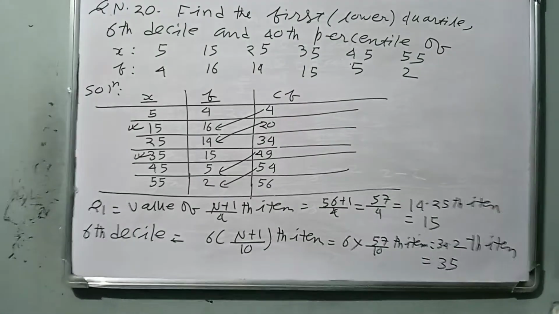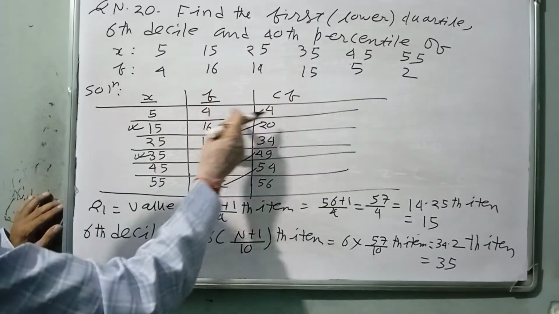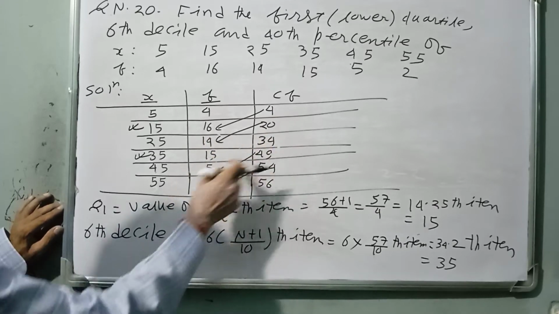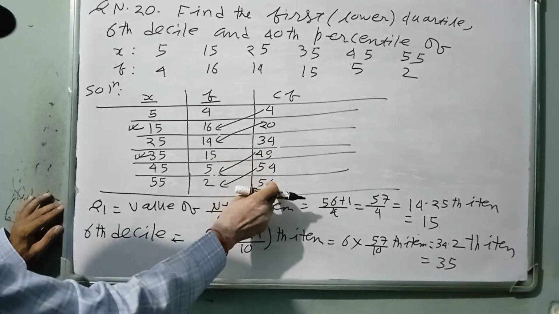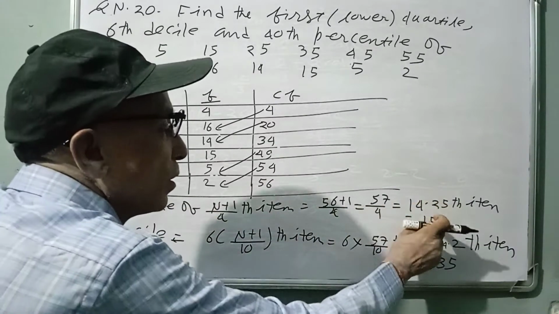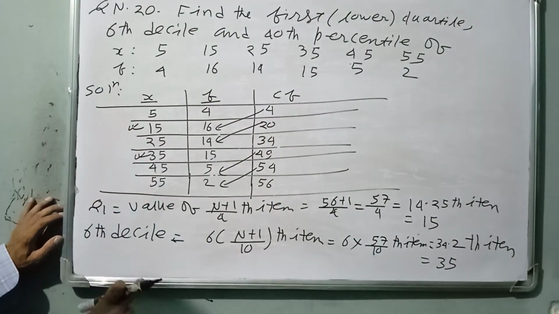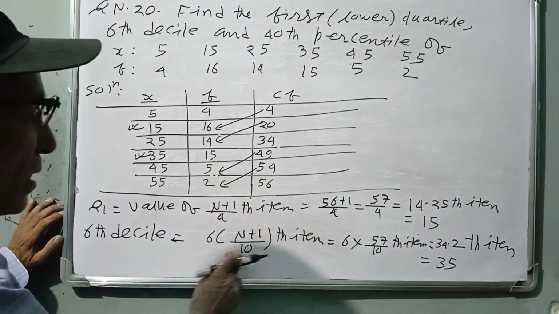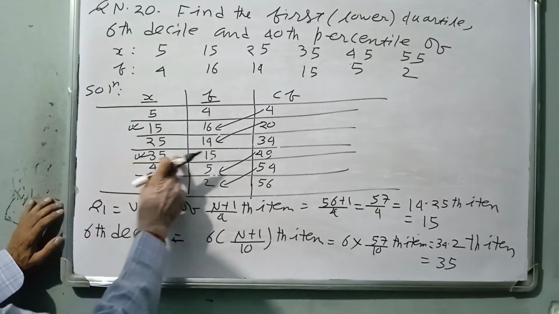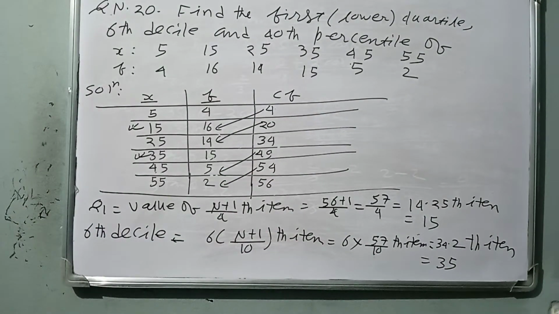How much? 35. Okay. First of all, x, f. Write cumulative frequency. Find out: 4 plus 16, 20 plus 14, 34, 49, 54 plus 2, 56. Q1, value of (n plus 1) by 4th item, 14.25 means 15 is the answer. Sixth decile is 6 into (n plus 1) by 10, 6 into 57 by 10, 34.2th item. Yes, 35. Now, what is left?